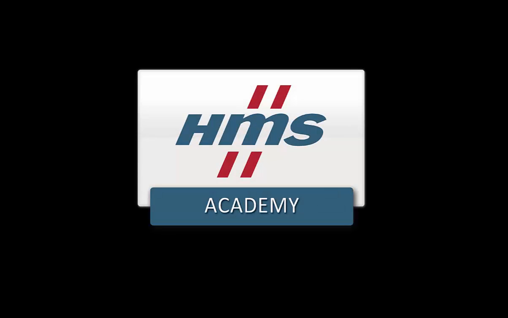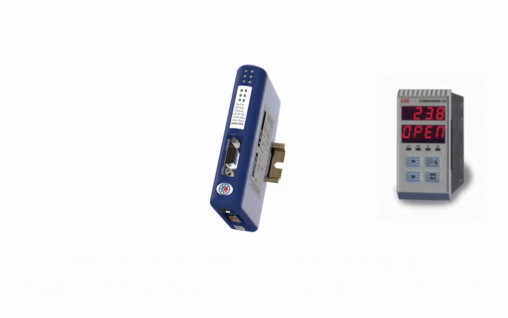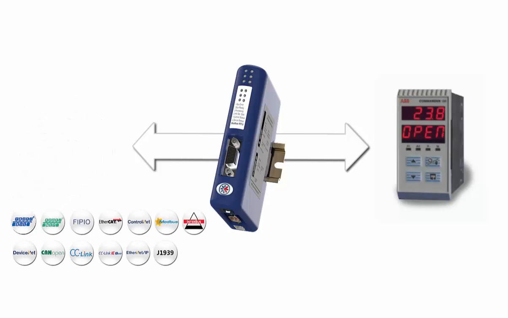In this demo, we will show how to use the Anybus Communicator to enable a Modbus RTU device to communicate on an industrial network. We're using a regulator from ABB called Commander C100 as an example of an RTU device, and we want this regulator to connect to a PROFIBUS network. We can use the same procedure to make it communicate with any other network as well.